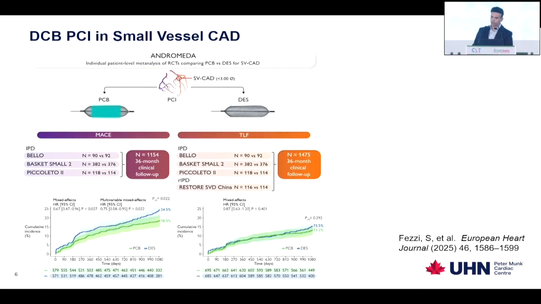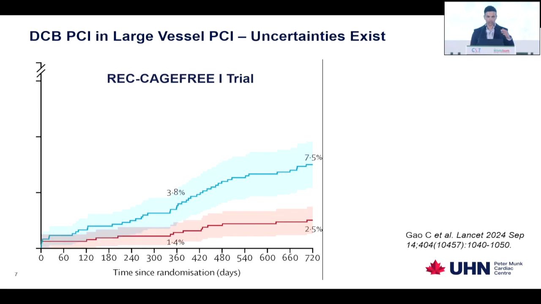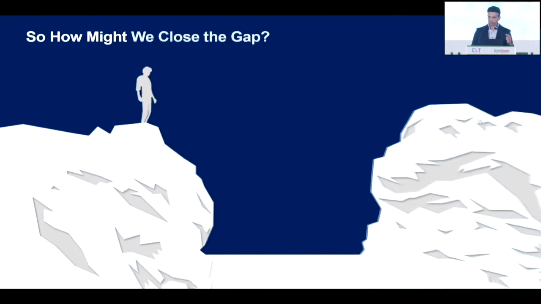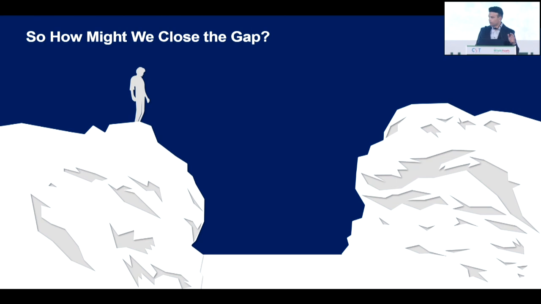And interestingly though, even though MACE rates seem to be lower, target lesion failure doesn't seem to be any different at 3 years. So it's somewhat perplexing, but rational that we see lower troubles in distal vessels and small vessels with DCB use, given that we know small stents go down early. And then that flies in the face of use right across the board, and particularly in large vessels, where we have a doubling of the event rate with DCBs in REC-CAGEFREE I. So how do we start to close this gap, right? What is it that fills the gap so that we can start to have a level playing field and use DCBs more uniformly?